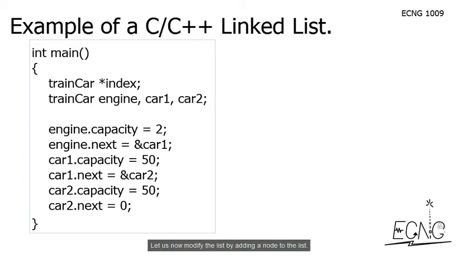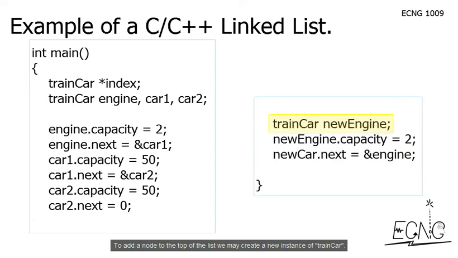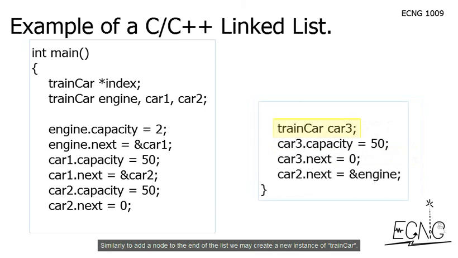Let us now modify the list by adding a node to the list. To add a node to the top of the list, we may create a new instance of train car. Set the next pointer of this instance to point to the old list's first member. Similarly, to add a node to the end of the list, we may create a new instance of train car and set the new node's next pointer to 0. Set the next pointer of the last member in the old list to point to our new instance.